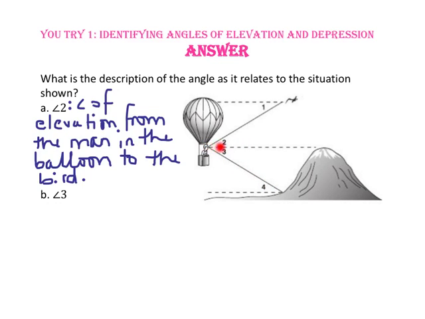Since the horizontal side of angle 3 is the man's line of sight, and the other side is looking down to the mountain, angle 3 is an angle of depression from the man in the balloon to the base of the mountain.